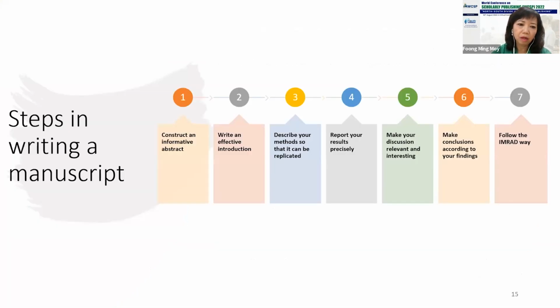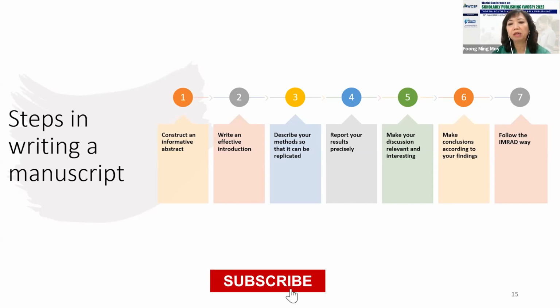Right. So the steps in writing a manuscript: you have to construct an informative abstract. You have to write an effective introduction, describe your method in detail so that it can be replicated by a third person, and your results should be reported precisely. Make your discussion relevant and interesting, relevant to the findings and interesting, and make conclusions according to your findings. And all this follows the IMRAD way.